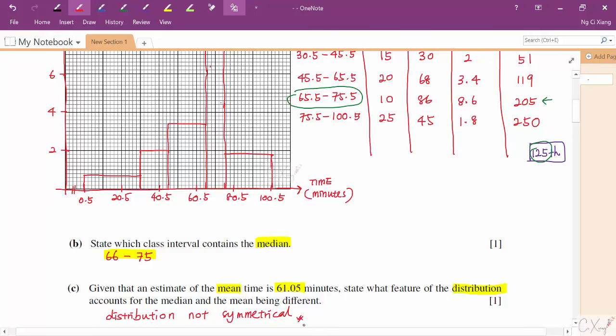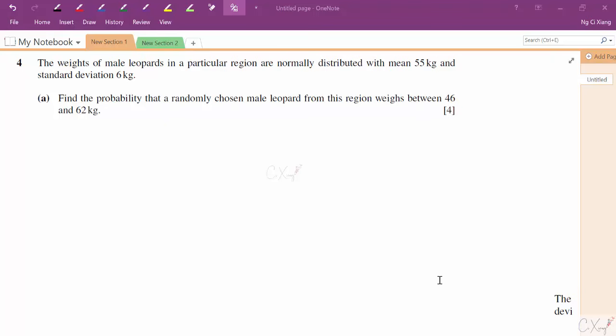On the other hand, if the mean and the median have the same value, that means the distribution will be symmetrical. For our case here, they are not the same, therefore the distribution is not symmetrical for this whole set of data. So this is how we solve this question. Okay, so question number 4.